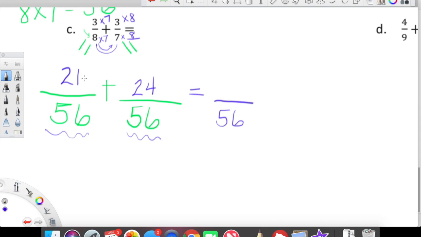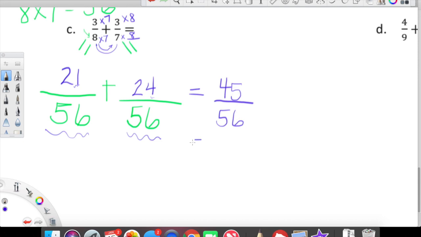Now we have to figure out, what in the world is 21 plus 24? Let's see if I can challenge myself and add horizontally. 20 plus 24, nailing it. 1 plus 1, I'm sorry, nope, not nailing it. 1 plus 4, 5. Booyah, 45/56. Kind of a complicated fraction.